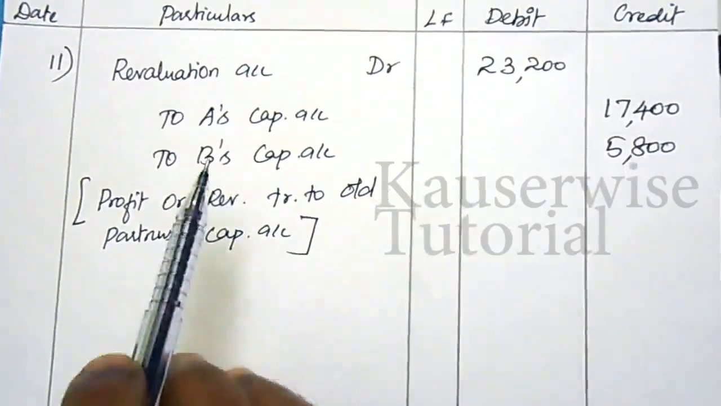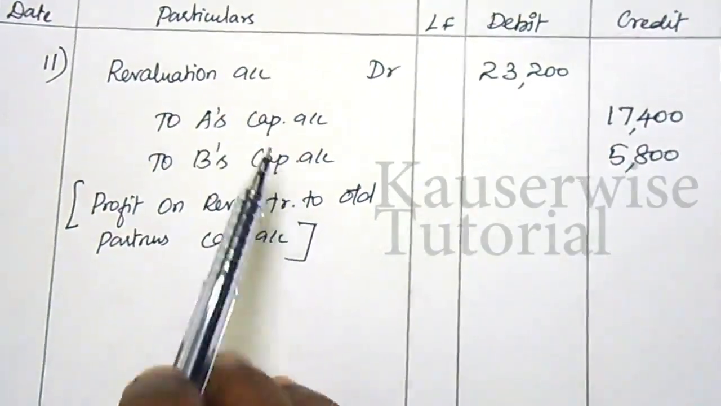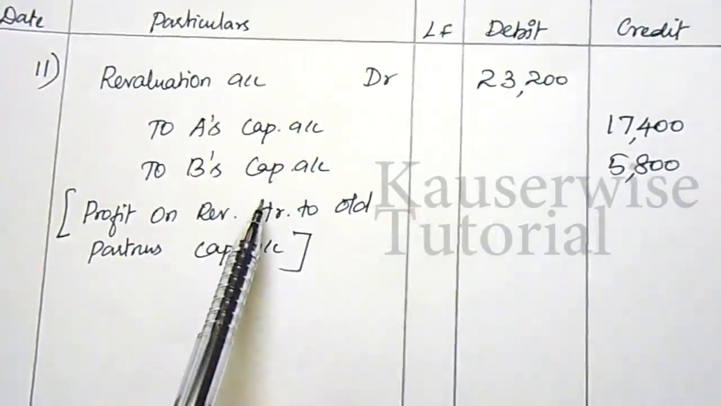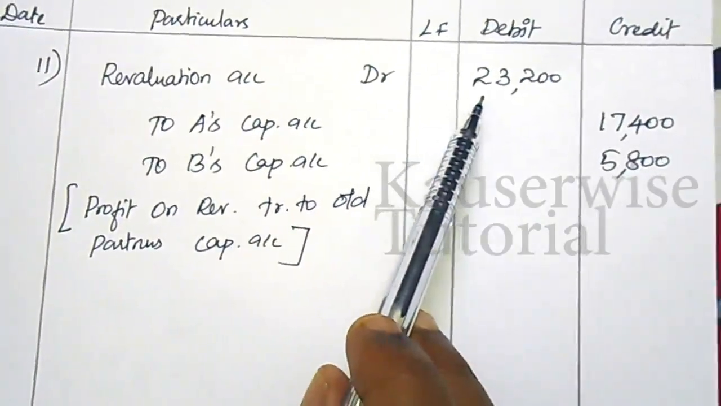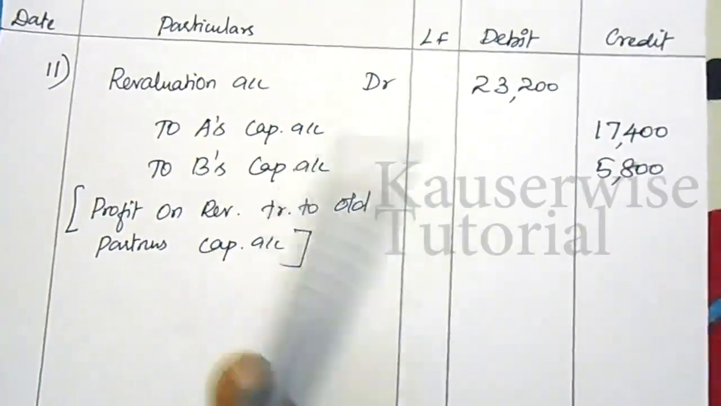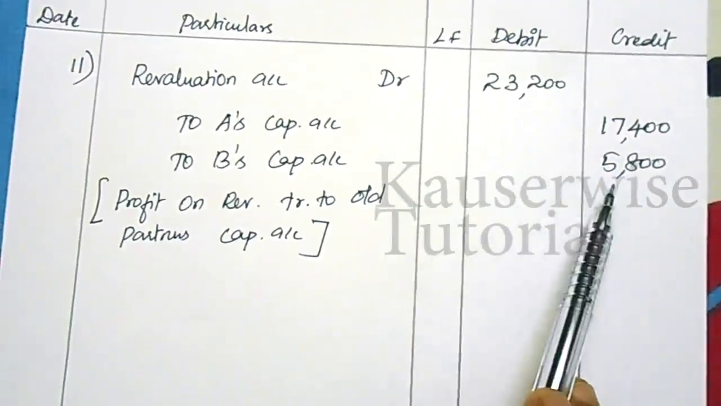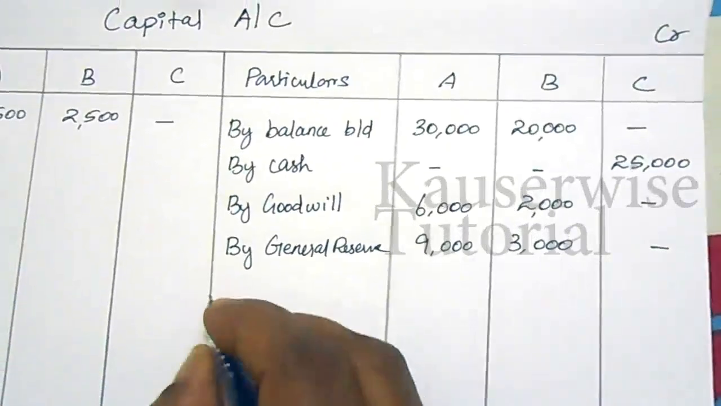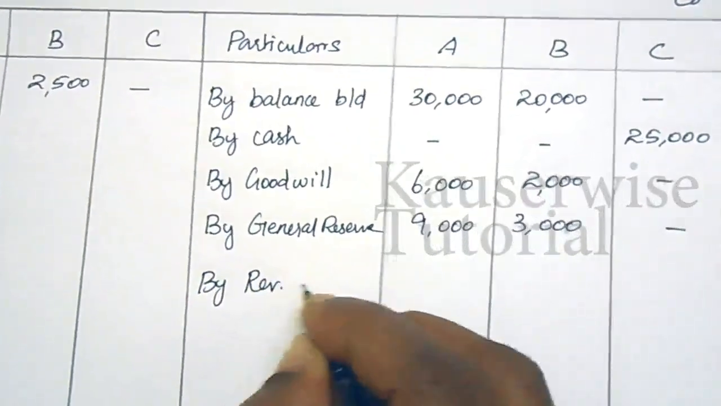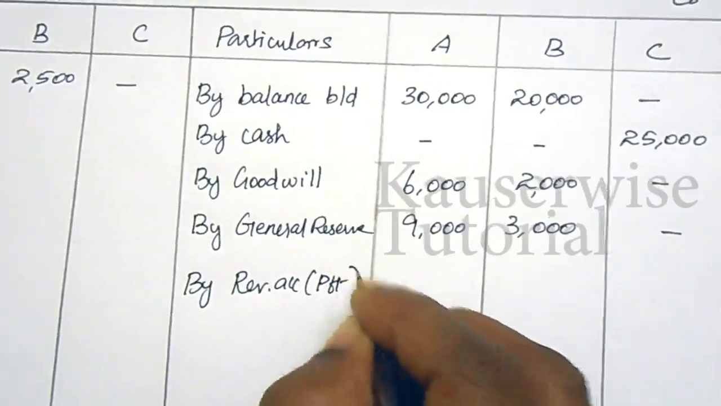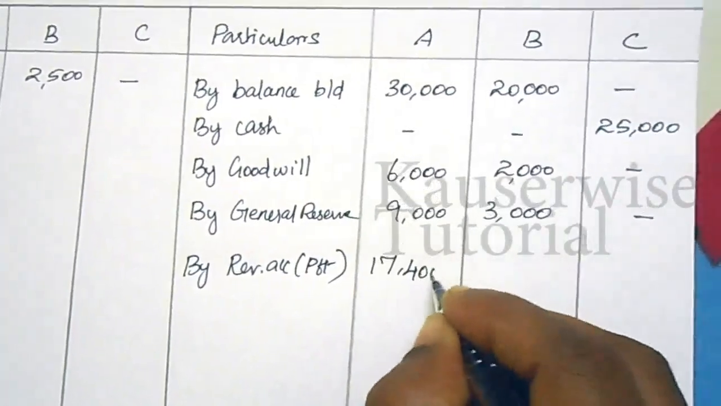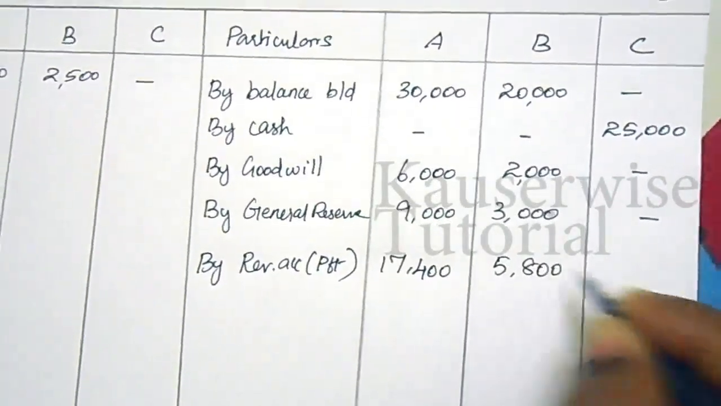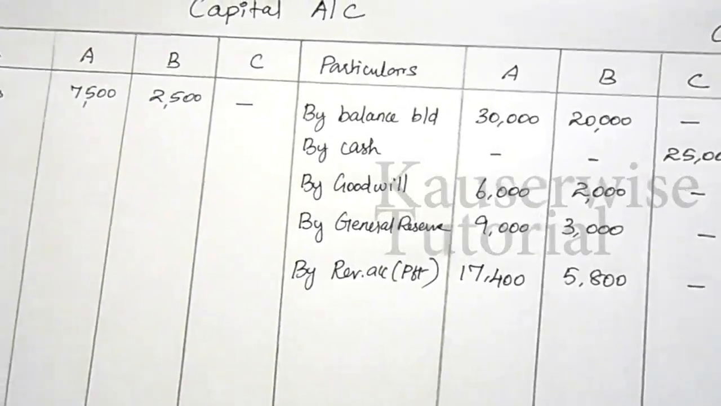See the last journal entry, that is the revaluation account. We have got a profit, no? That profit is transferred to the partners capital account. So entry, revaluation account debit to old partners capital account. So this will be recorded under the credit side of the partners capital account. For A 17,400, for B 5,800. Capital account credit side, by revaluation account, within bracket profit. How much for A? For A 17,400, for B 5,800. That's all. We have entered all the transactions in the capital account.